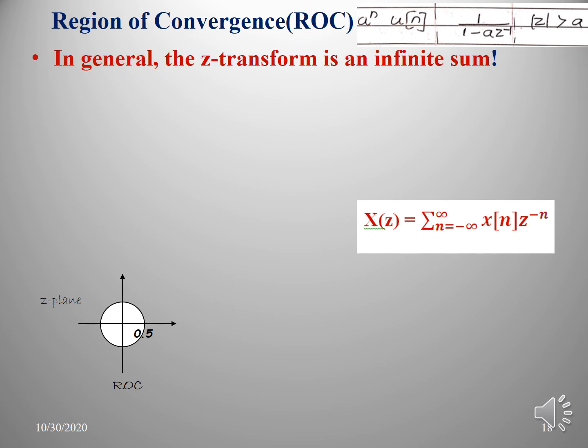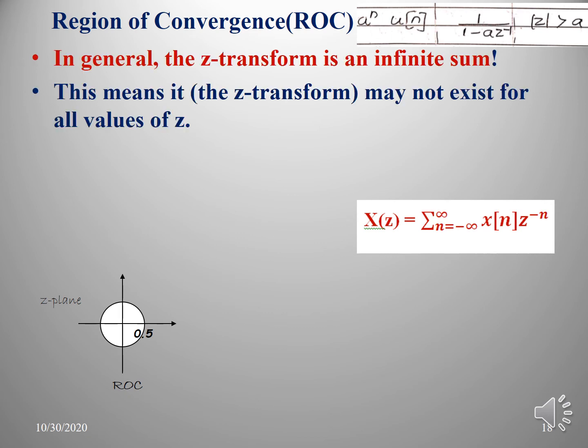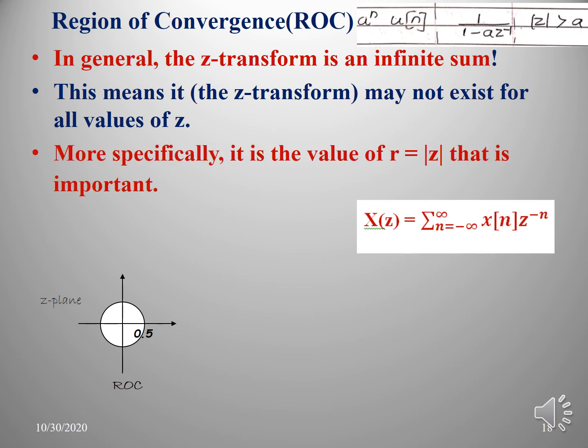Let us consider that in general the Z transform is an infinite sum. In other words, the Z transform may not exist for all values of z, and thus we understand that the value of r, equal to modulus of z, is the most important part for understanding the region of convergence.